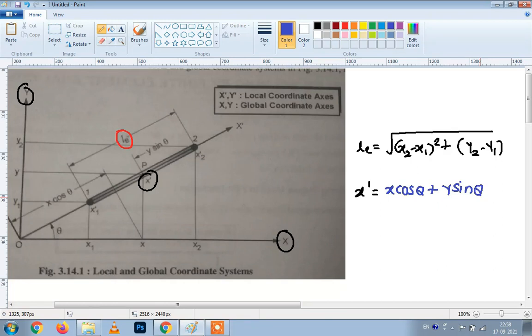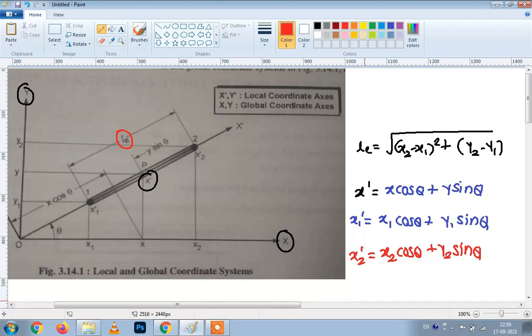Now similarly, we have found this for any point P whose local coordinate is x dash. If I want to find out this x1 dash and x2 dash, then similarly I can write x1 dash will be x1 cos theta plus y1 sin theta. Similarly for x2 dash, which is node number 2, the local coordinate, we can write down x2 cos theta plus y2 sin theta.